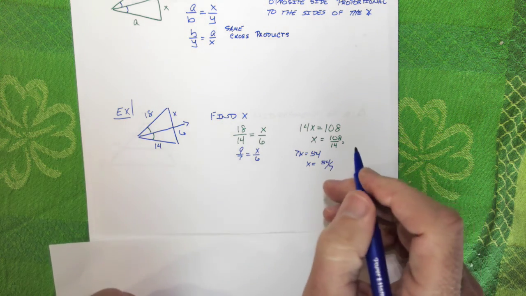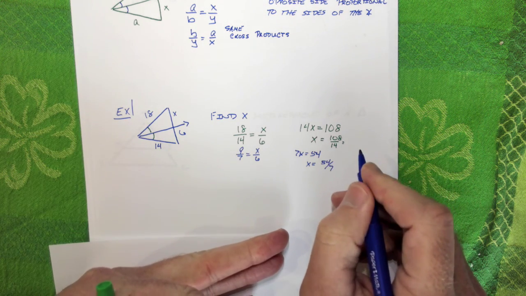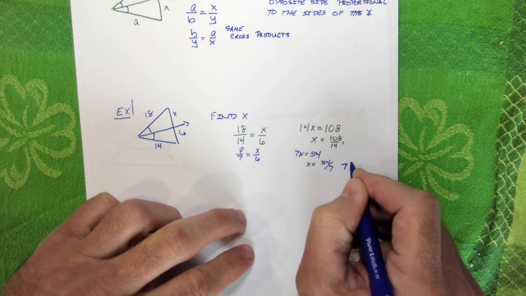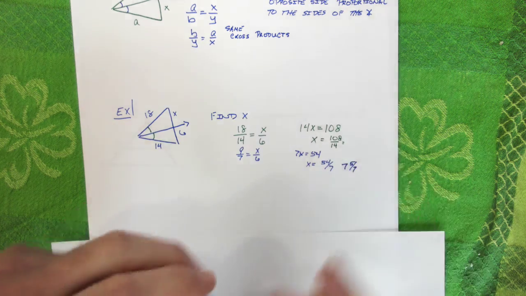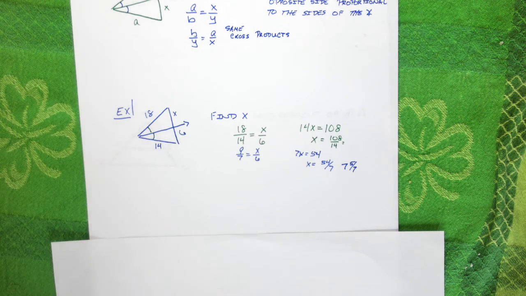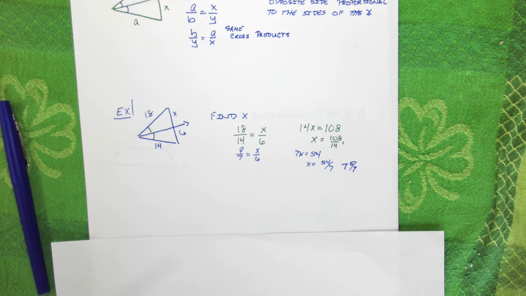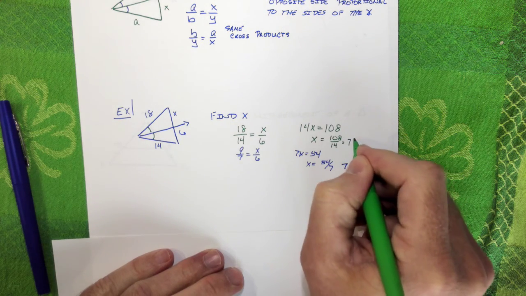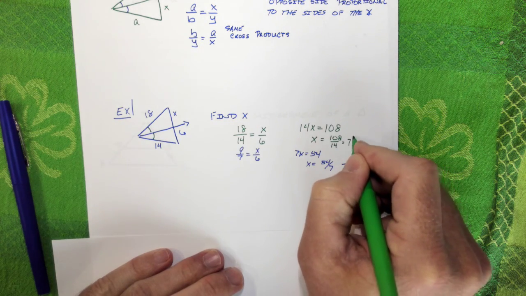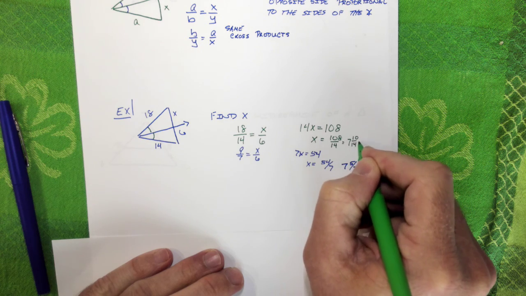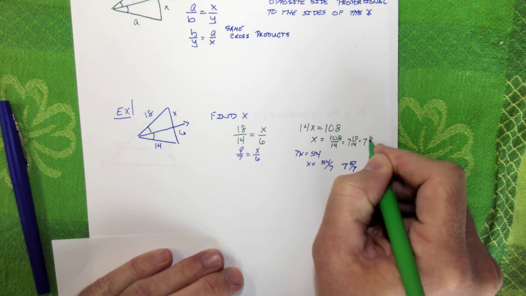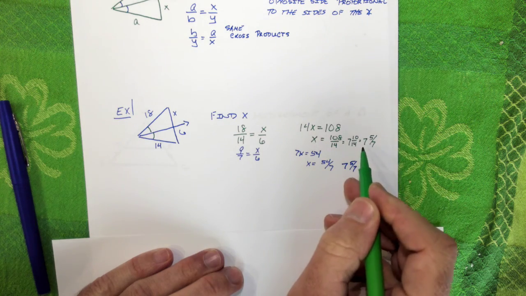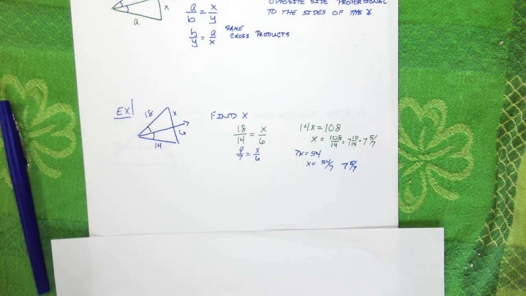7 goes into 54 7 times, 49, and 5/7. You're going to do this one up here: 14 goes in 7 times with 10 left over, and then I've got to reduce one more time. So reducing here avoids me having to reduce there and using larger numbers. That's all.